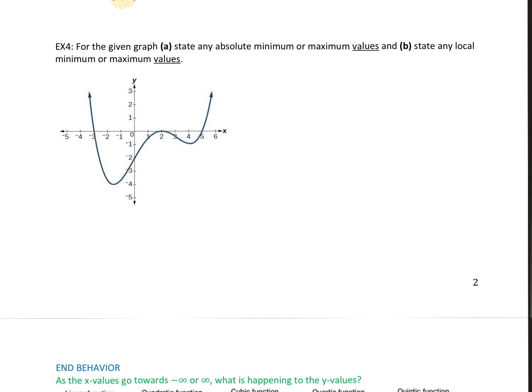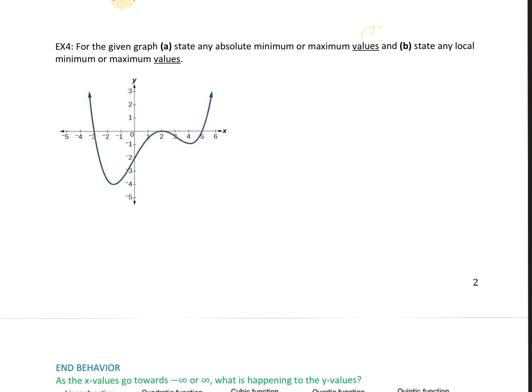Now, for example 4, for the given graph, A: state any absolute minimum or maximum values. This time, not points, we're talking about values. So again, we're going to be talking about y values. And then B: state any local minimum or maximum value. So again, we're talking about y values.